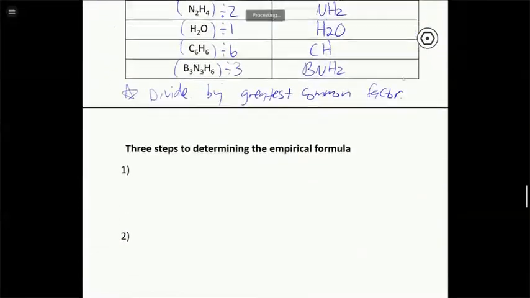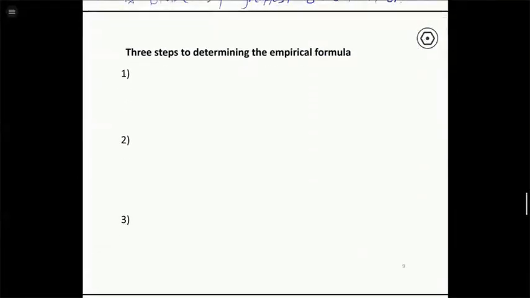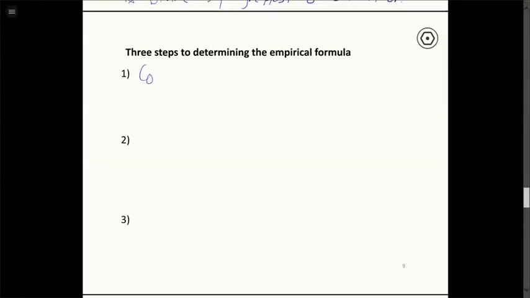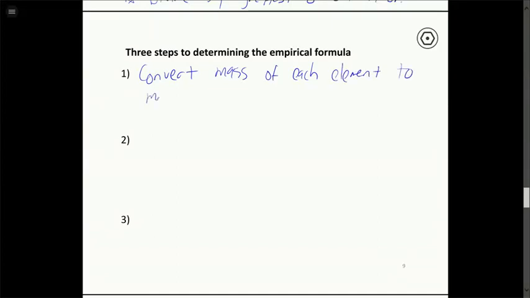So if we want to determine the empirical formula from the masses of elements in a compound or from the mass percents, there's three steps to doing that. So the first thing is we have the mass of each element. So whether it's a mass percent or just the absolute mass of those elements that are in that compound, we have to convert each mass to moles. So empirical and molecular formulas are related to moles, so we have to convert the mass to moles first. So we're going to give you, in many of these problems, a list of elements, how many grams of each element is in the compound, and we have to convert each of those to moles.